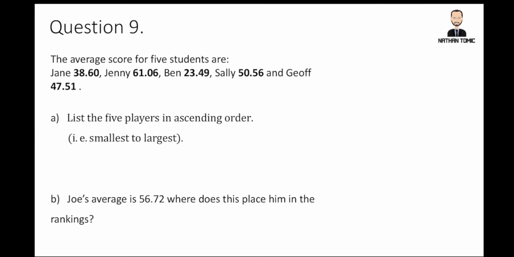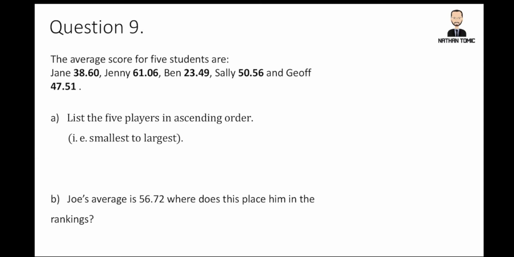Question 9. This is where we get a bit of problem solving happening. So it says the average score for 5 students are for Jane 38.60, Jenny 61.06, Ben 23.49, Sally 50.56, and Jeff 47.51. Now the first part asks us to list the 5 players in ascending order, that is again smallest to largest. So really what we're asked to do here is to put those 5 scores in ascending order.